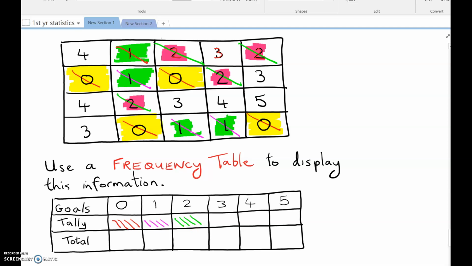Okay, now my 3s. So I'm just going to circle my 3s. I've got 1, another one here, another one here, and another one here. So that's 1, 2, 3, 4. 1, 2, 3, 4.